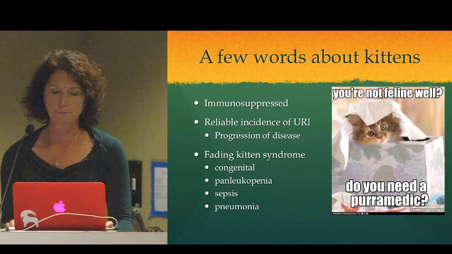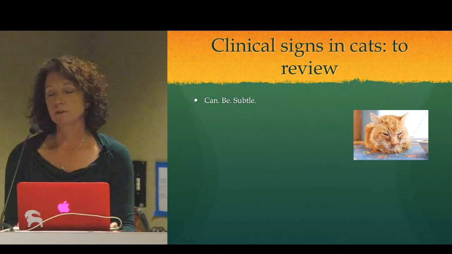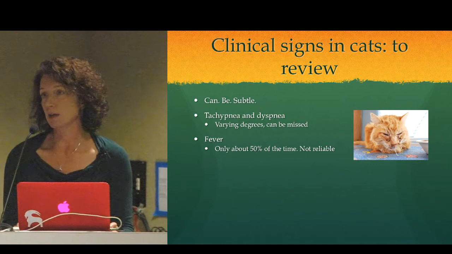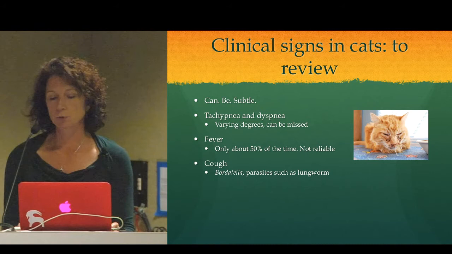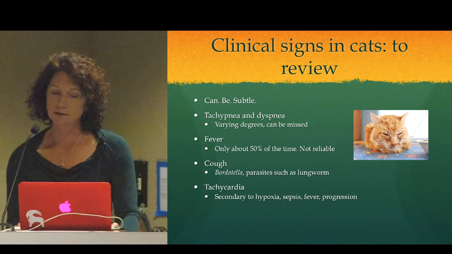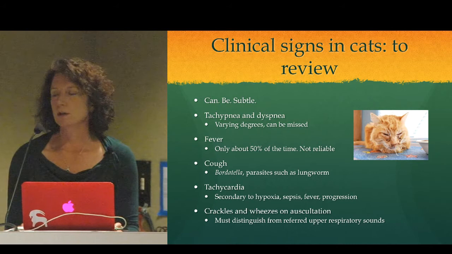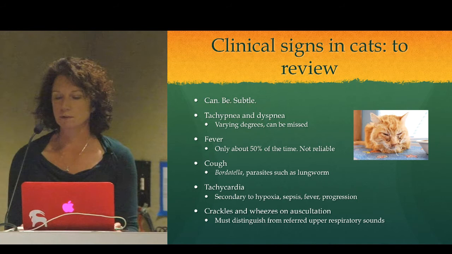So, clinical signs in cats to review. They can be very subtle. Their respiratory distress can vary. They may only have a fever half the time, so don't use that to decide if you think it's progressing. They generally will have a cough, especially if it's Bordetella or some of our sexy parasites like lungworms. The tachycardia is usually secondary to hypoxia, sepsis, fever, or progression of disease. And crackles and wheezes on auscultation are really important to focus on and to kind of train your staff and make sure people are listening to these cats on a regular basis.